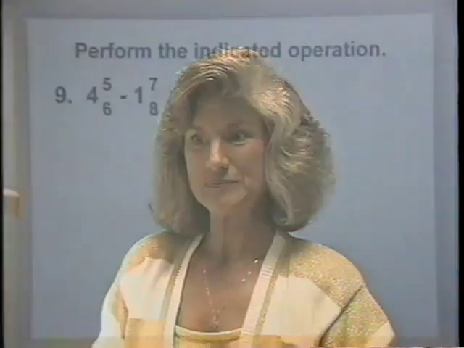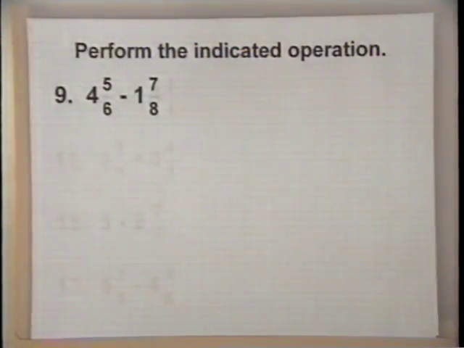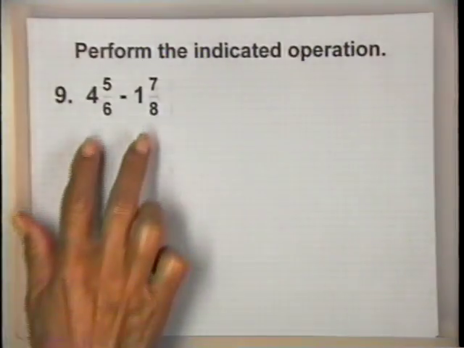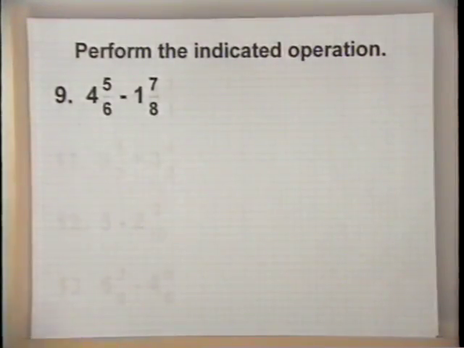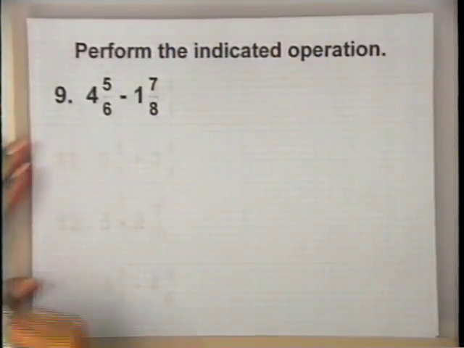Now let's look at problem number 9. In problem number 9, we are to perform the indicated operation. We have 4 and 5/6, subtract 1 and 7/8. We know that we would like to subtract the fractions. We cannot because the denominators are not the same, so our first step will be to rewrite the fractions as equivalent fractions with a common denominator that is equal to the LCM. So let's find the LCM.